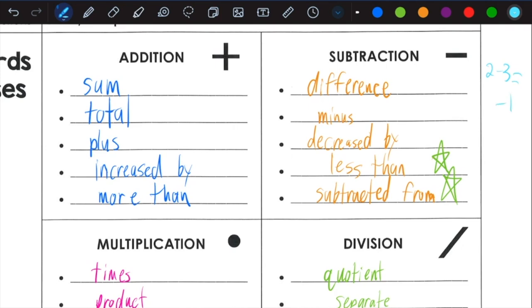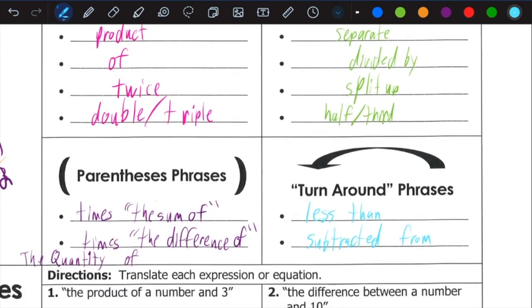Also, if I were to use subtracted from, it's the same exact idea. If I were to say 3 subtracted from 2, we're subtracting 3, and that 2 comes first because we're subtracting 3 from that 2. That is, what we're subtracting by is 3, what we're subtracting from is 2. So those are unique phrases where we have to turn around or flip the order we see those in.